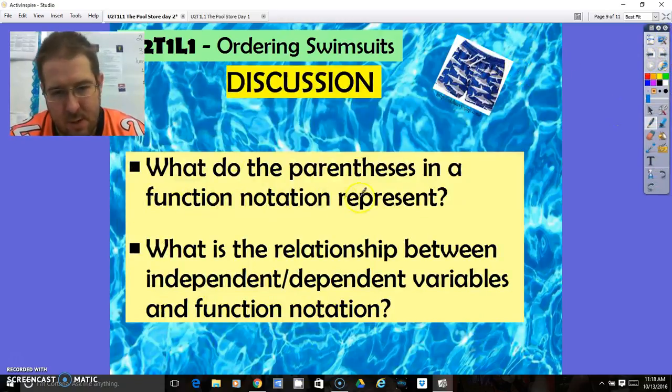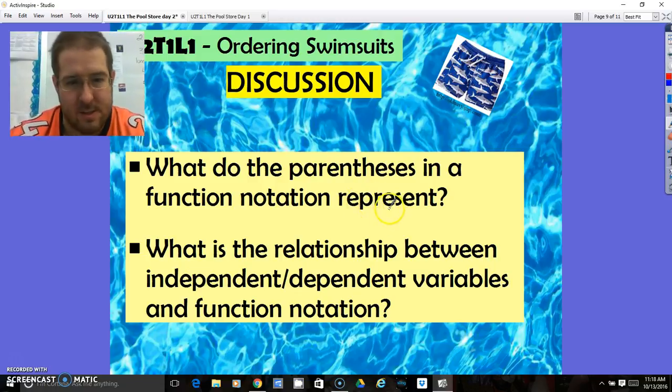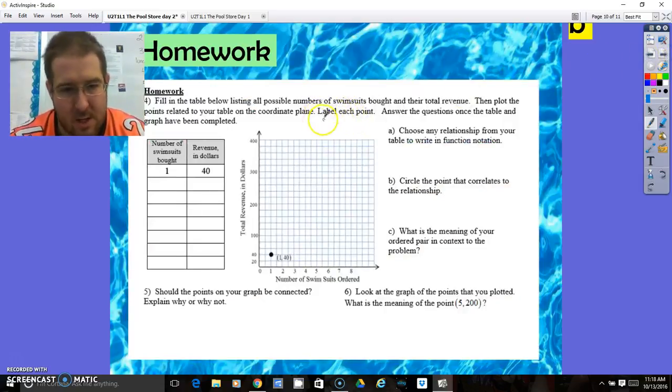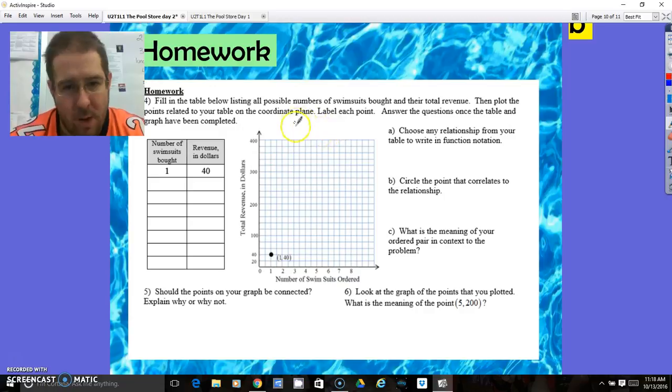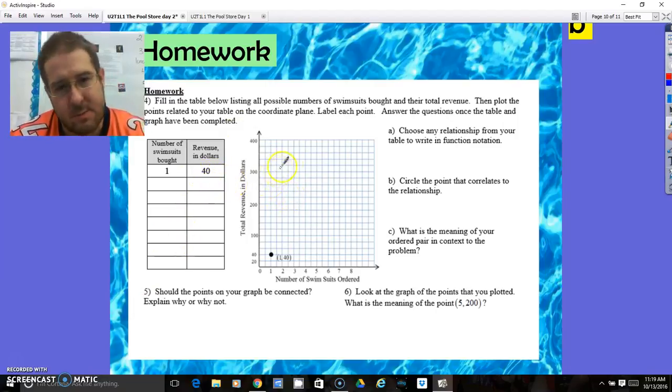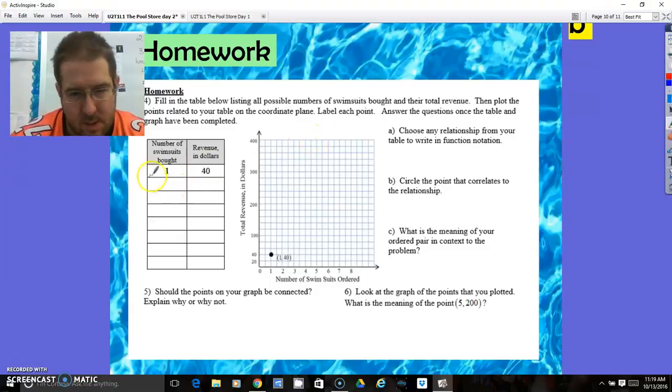What do the parentheses in the function notation represent? I think I just said that. That's the independent variable. What is the relationship between the independent and dependent variables in the function notation? Well, it's telling you how the independent and the dependent are related to each other. That's what a function is. A function is a relation between two things. It's literally the definition of a function. All right, of a relation, that is. Well, not all relations are functions. We'll get to that later on, because no domain can have more than one range. We'll talk about that later on.